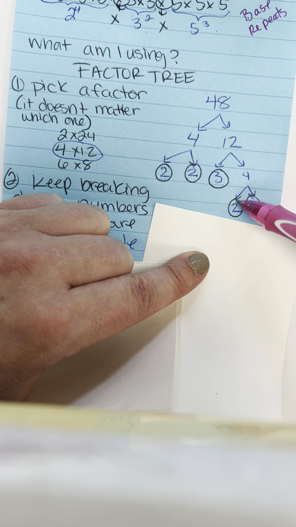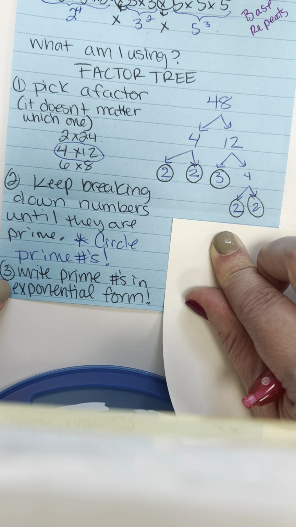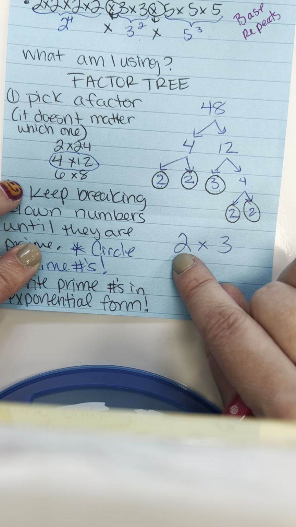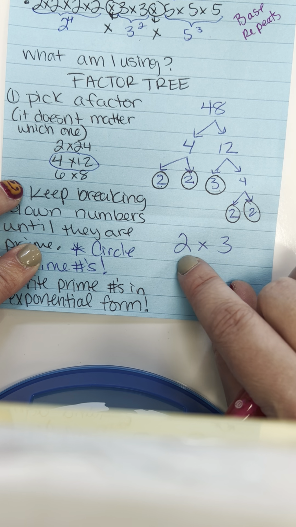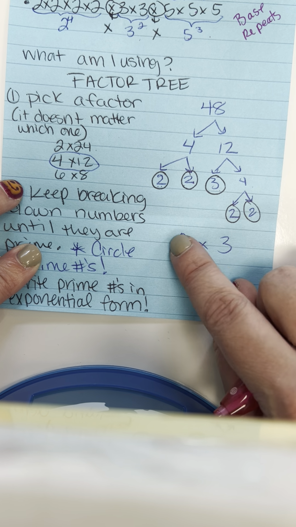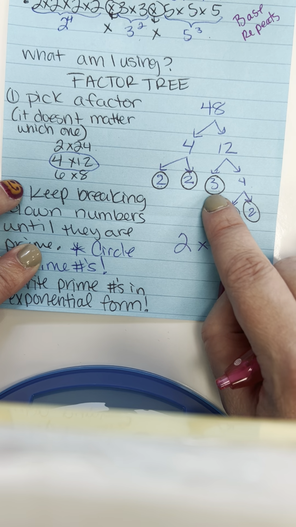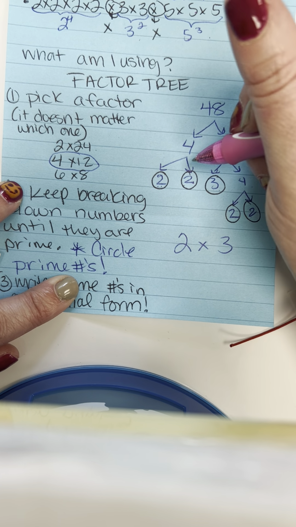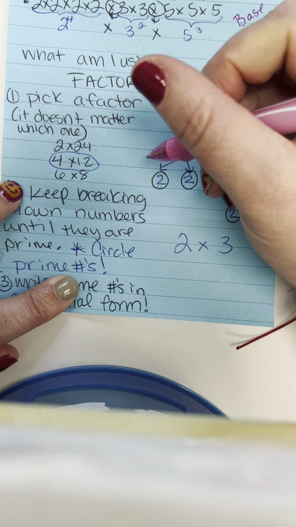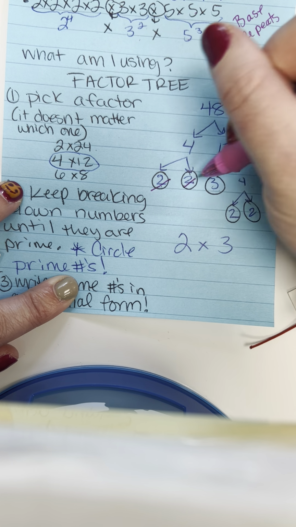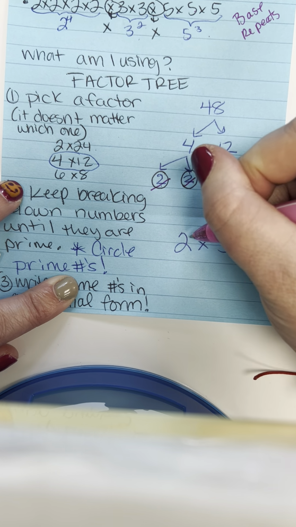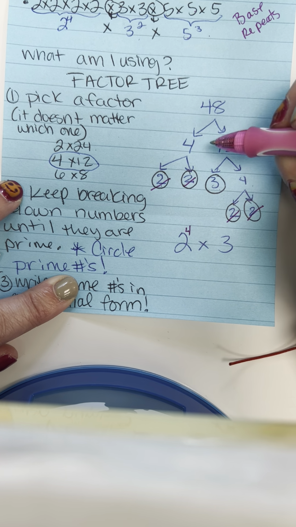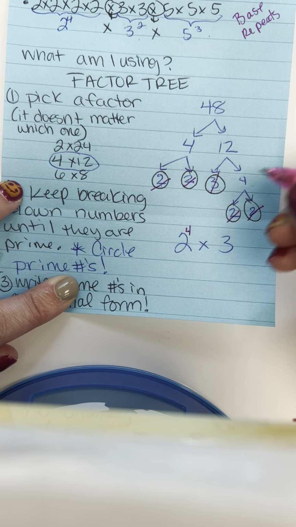The last step for this is to write down the prime numbers in exponential form. So here we go. What I did first was I just wrote down my base numbers, so the numbers that are prime. I have a 2 and I have a 3. All right, so I set that up. And now I'm gonna go through and start slashing my numbers off and counting as I go. 1, 2, 3, 4. So I have 4 2s. That's 2 to the power of 4. And then I only have 1 3, so I don't need to worry about it.